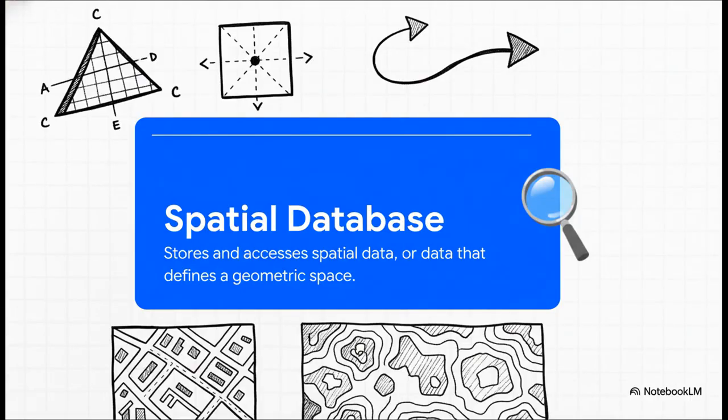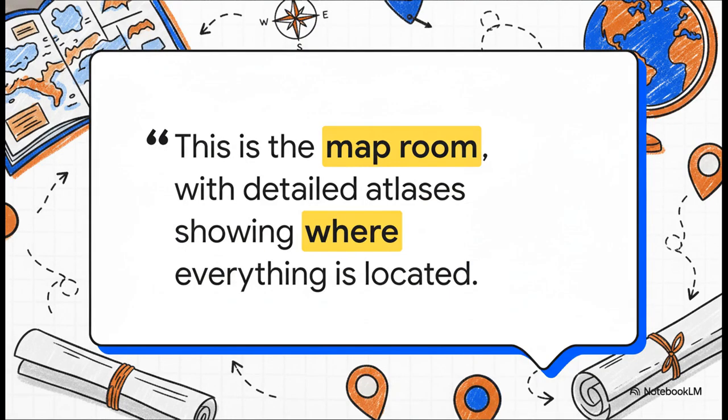Next up are spatial databases. These are all about location, location, location. They store data that defines a geometric space, using things like coordinates, points, lines, and polygons to represent maps, city layouts, or other geographic features. In our library, this is, well, pretty obviously the map room. It's filled with detailed atlases, globes, and blueprints that don't just tell you what something is, but tell you precisely where it is.